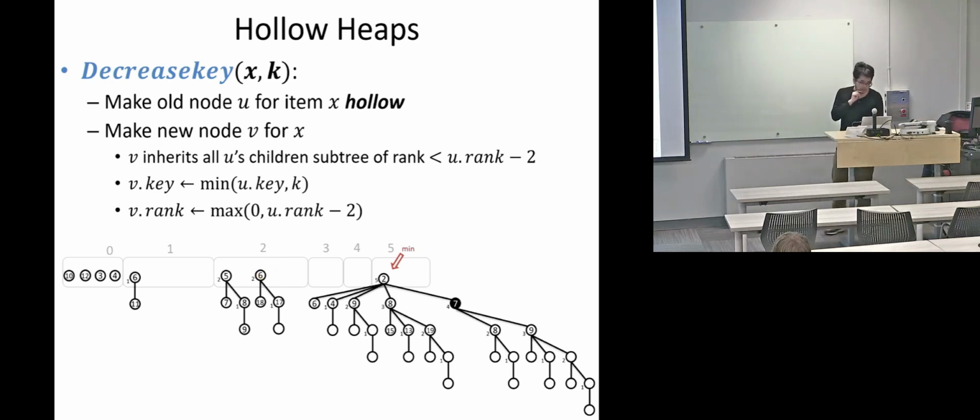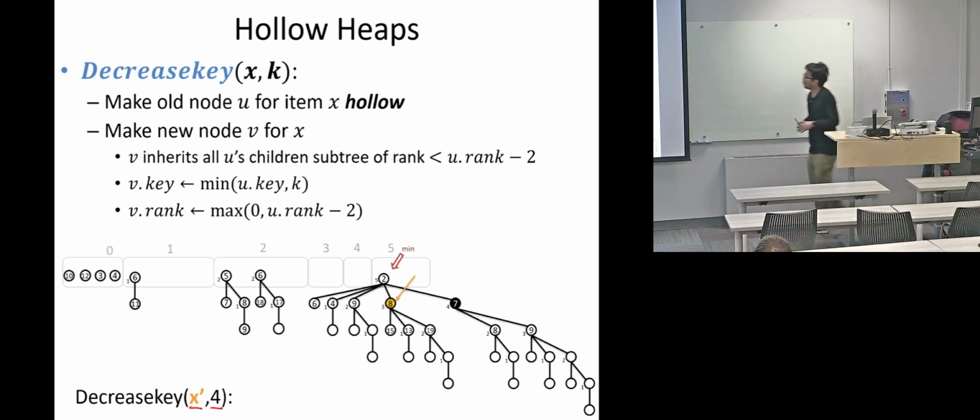Let's say another example. Suppose now I want to decrease key of X prime to 4. Can you tell me what do I need to do here? Just to make sure you understand, if I want to decrease key of this guy to 4. Yeah, Scott? So you make it hollow and then you make a 4 that's a degree 1 tree and it takes the 15 with it, I think. Yeah, exactly.